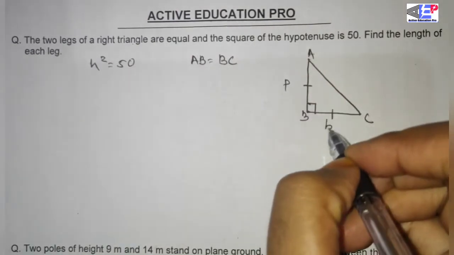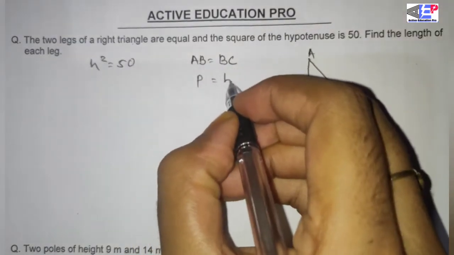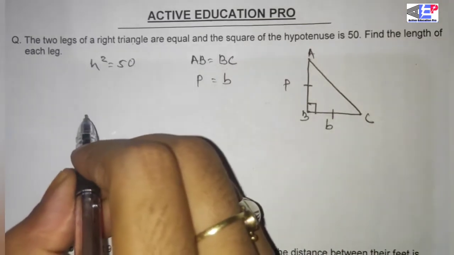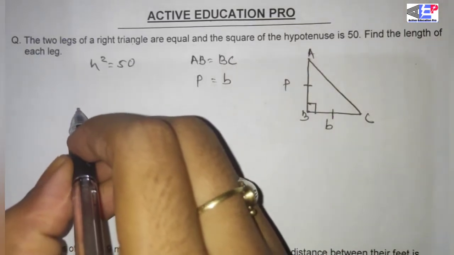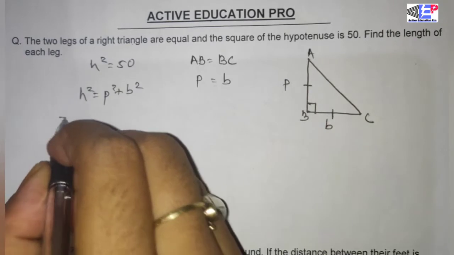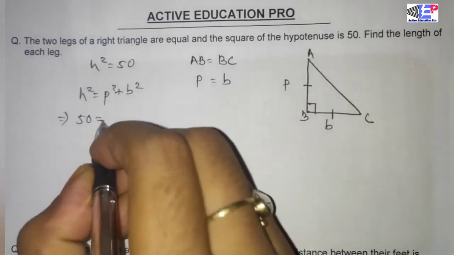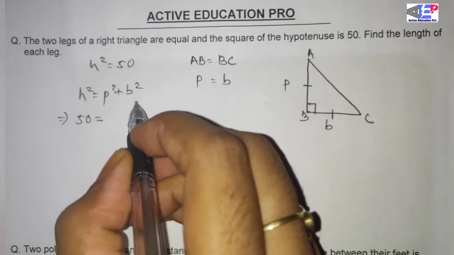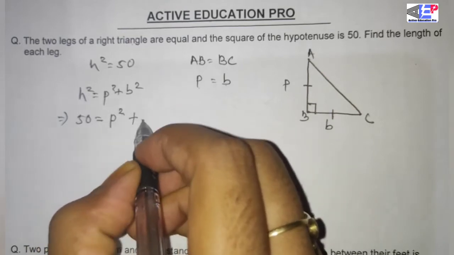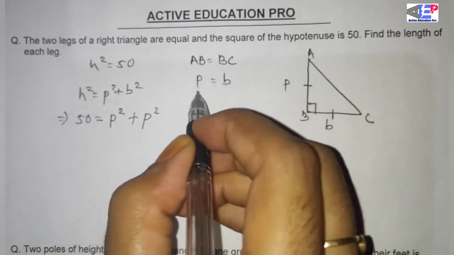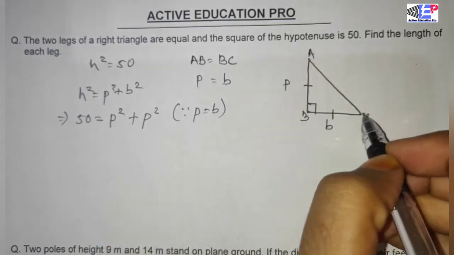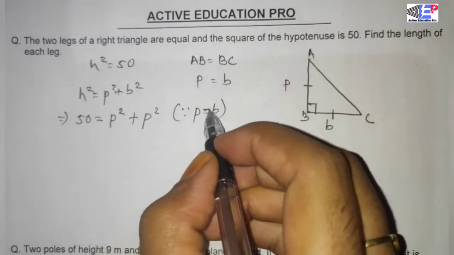Here P and B, and P is equal to B. You can write here AB is equal to BC, otherwise P is equal to B. So as per the data given to us, we know that Pythagoras theorem is h square is equal to p square plus b square. So here h square is 50 and we don't know what is p square and b square. But another one thing, p is equal to b. So here we can write p square, and again p square because we know p is equal to b. The other two legs of this right angle triangle are the same. So p is equal to b.